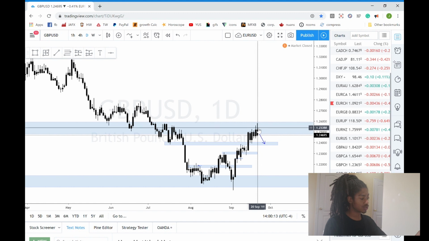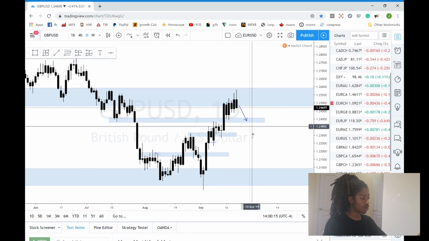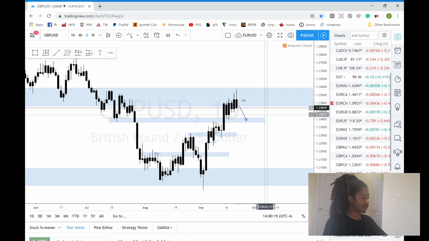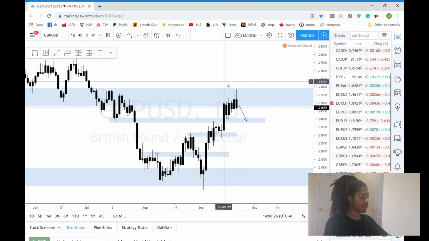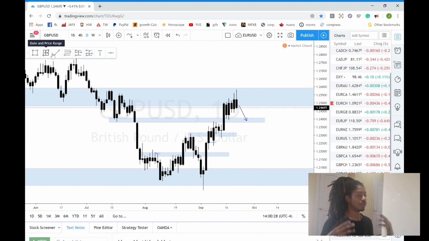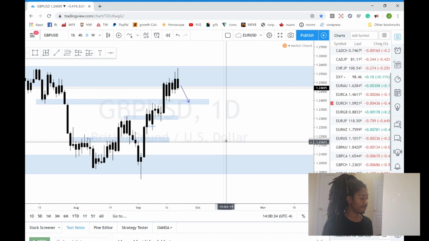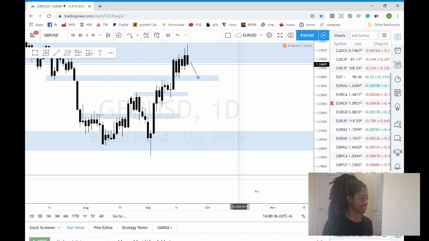So once price is back in this weekly resistance as it is now, we're looking for our major trend to continue. Personally, I'll be taking the short from here at least to this support area, and then I'll be looking for more market structure to show me that price wants to continue downwards. And then this is ultimately the first target, followed by if price wants to make new lows.